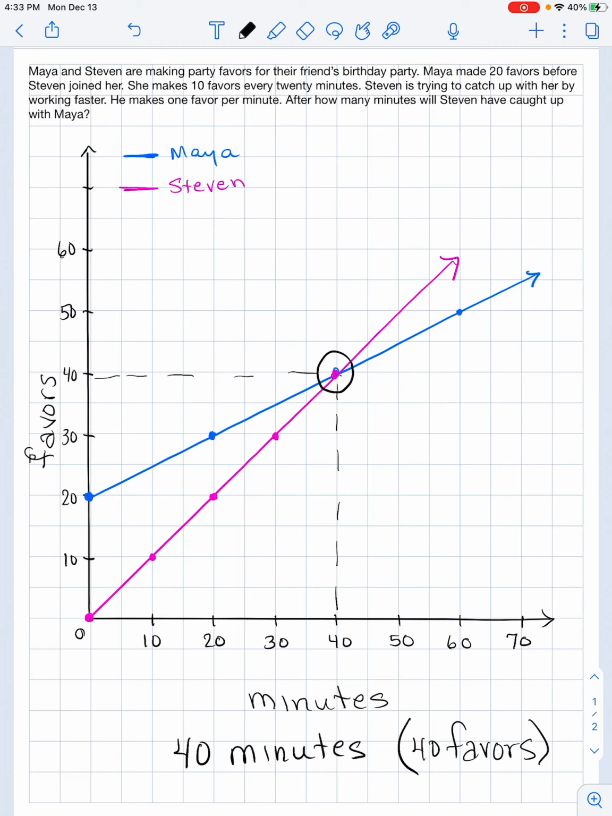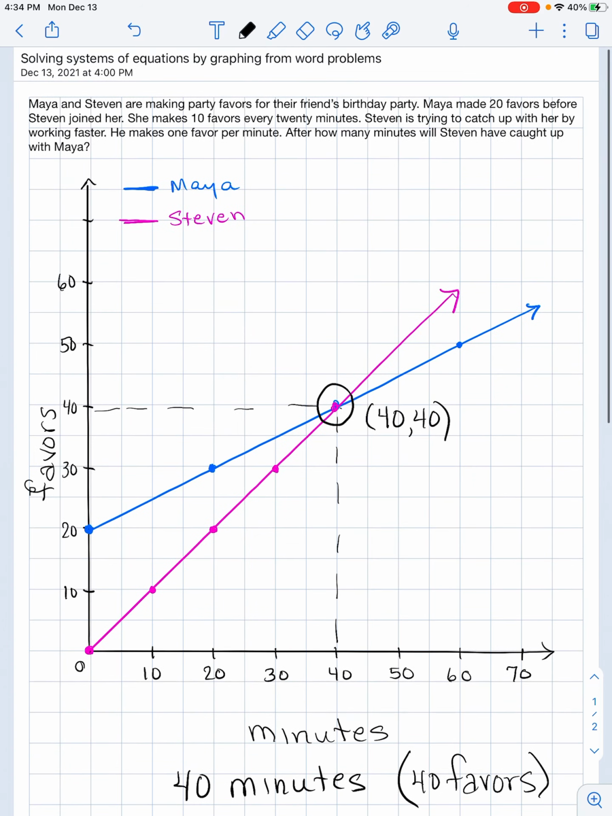And again, if I wanted to give you an ordered pair for this solution to this system of equations, it would be 40, comma, 40. Okay, they will have made the same number of favors, 40 favors, after 40 minutes. And that's how we solve systems of equations from word problems without having to write equations.